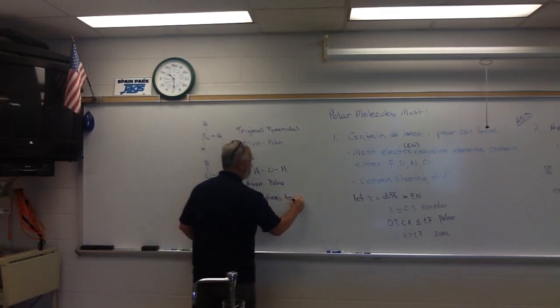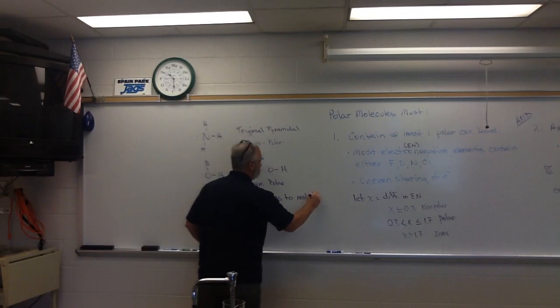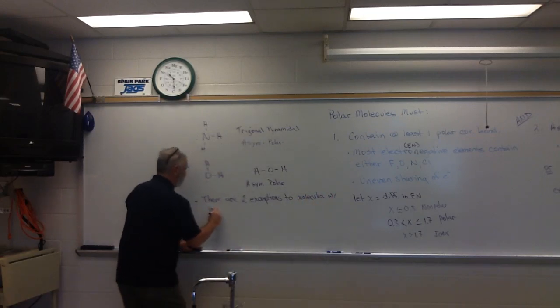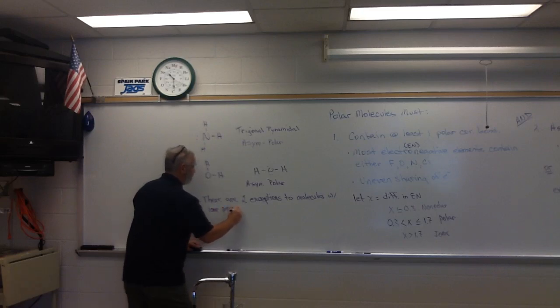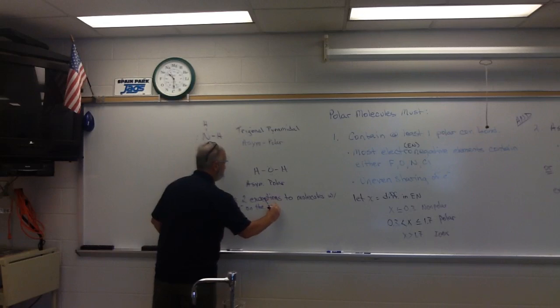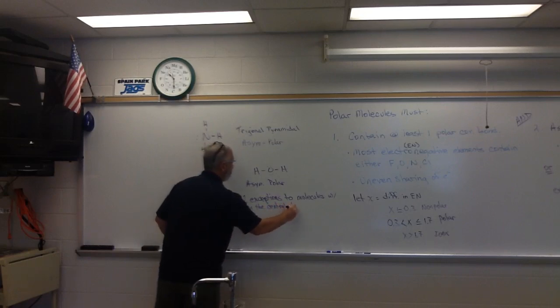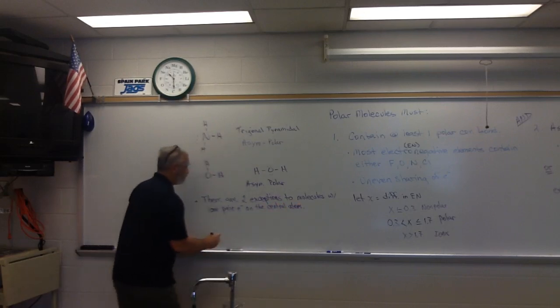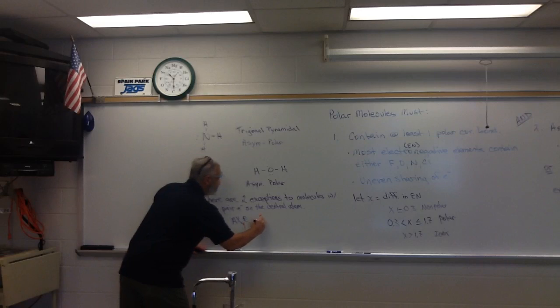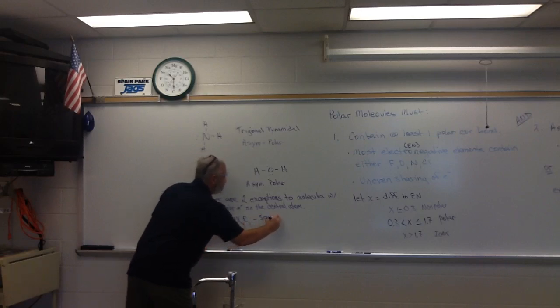Two exceptions to molecules with lone pair electrons on the central atom. Number 1 is AX4E2, square planar.